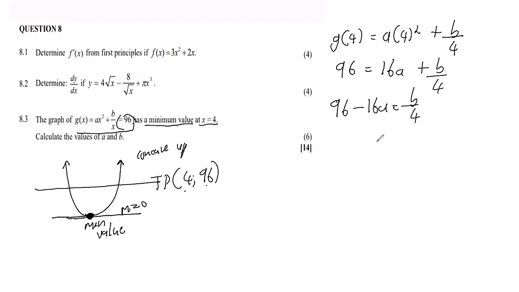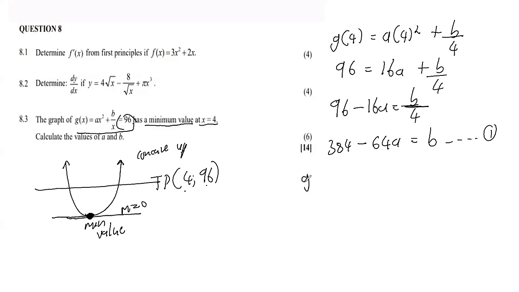So if we say 4 multiplied by 96, we have 384. If we say 16 multiplied by 4, we have that minus 64a, and then is equals to b, right? Now we can say this is our equation number 1. Now equation number 2, what do we do?